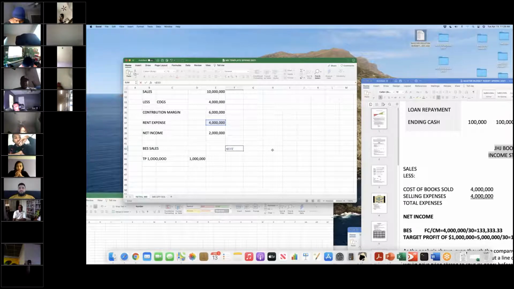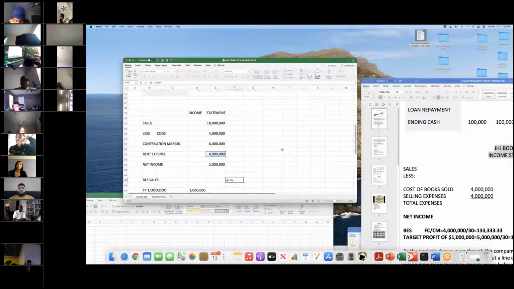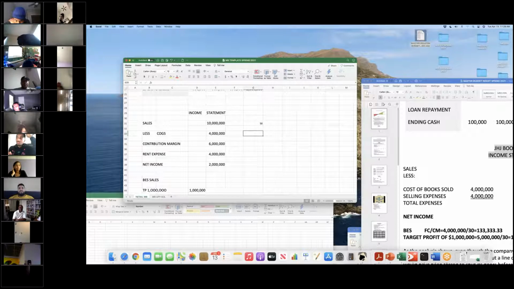Because remember, I told you last time, everything was on what? A unit basis. So the selling price was 50. That's why I always tell you to work things for one. And the cost of goods sold for one item was what? 20. So your contribution margin is what? That'd be 30.